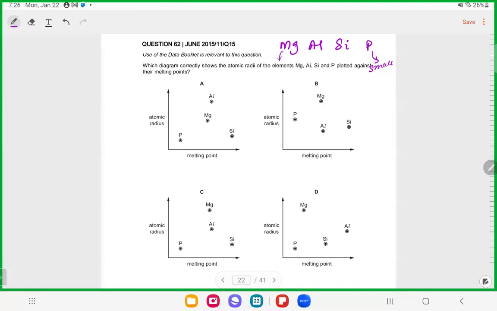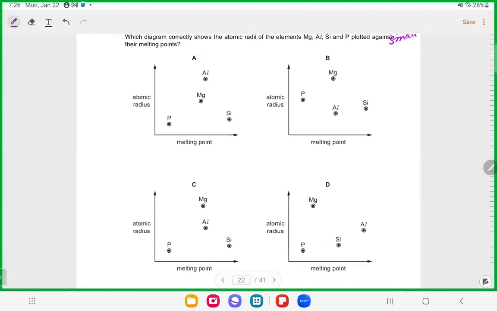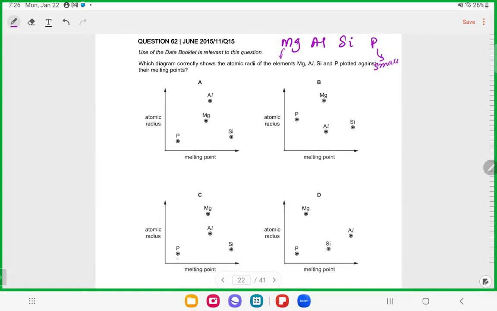फॉस्फोरस, उससे ज्यादा सिलिकॉन, उससे ज्यादा एल्युमिनियम और सबसे ज्यादा मैग्नीशियम। बताइए जनाब। फॉस्फोरस के बाद हमारे पास सिलिकॉन, एल्युमिनियम, मैग्नीशियम। Yes, on the y-axis this value is correct. Melting point, highest melting point is for silicon. Yes, then the lowest one is phosphorus. The C is the right option.